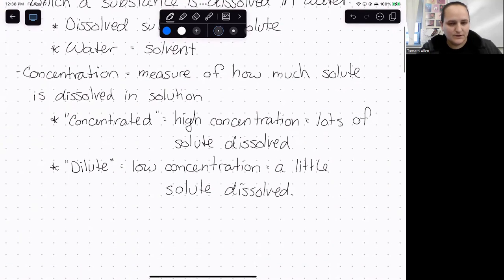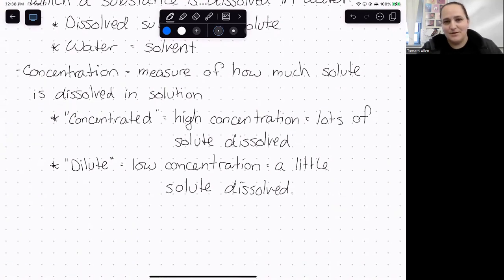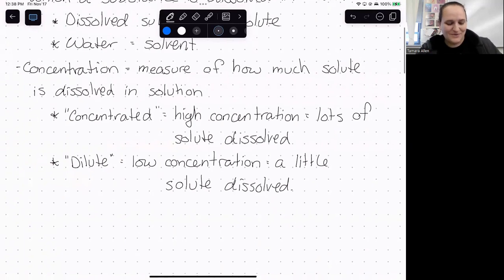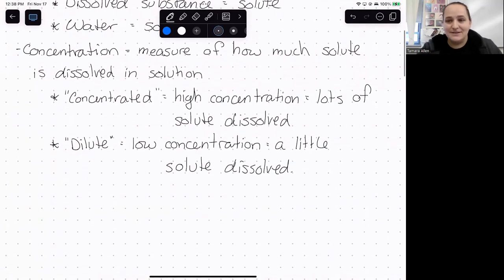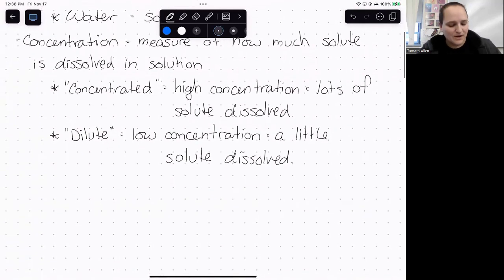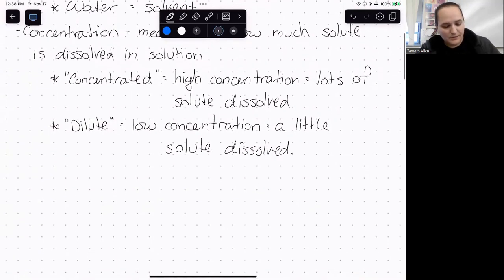So generally, if I just say something is concentrated, I want you to know that it's a high concentration. Often you'll hear this in the context of concentrated acids to denote that they are particularly hazardous because there is a lot of acid in that solution. Or a dilute acid would be much less hazardous because there's not actually as much acid in the same volume of the solution as a whole.